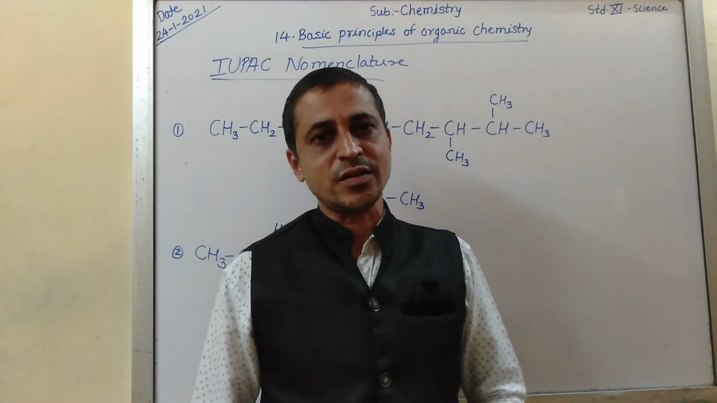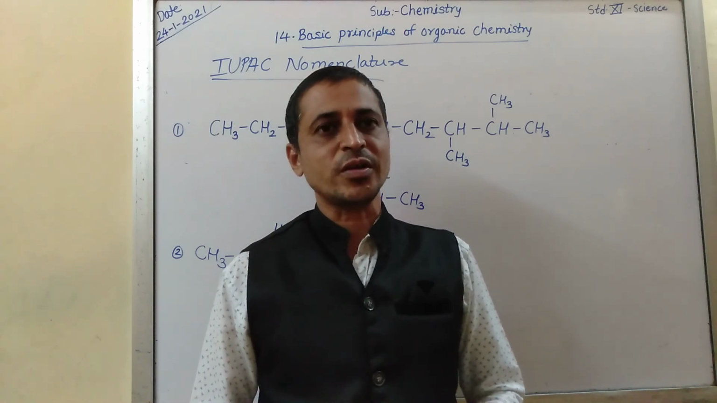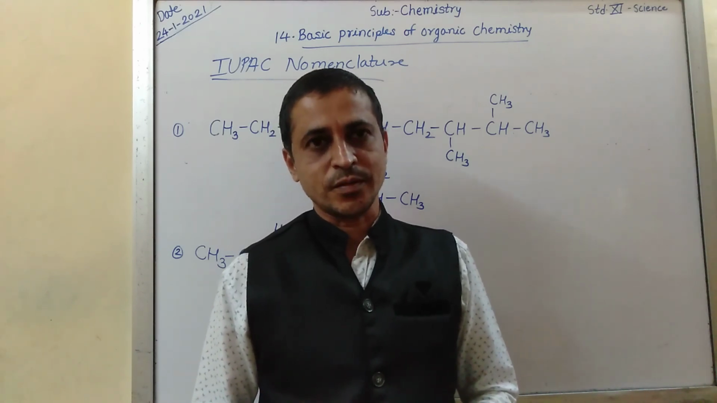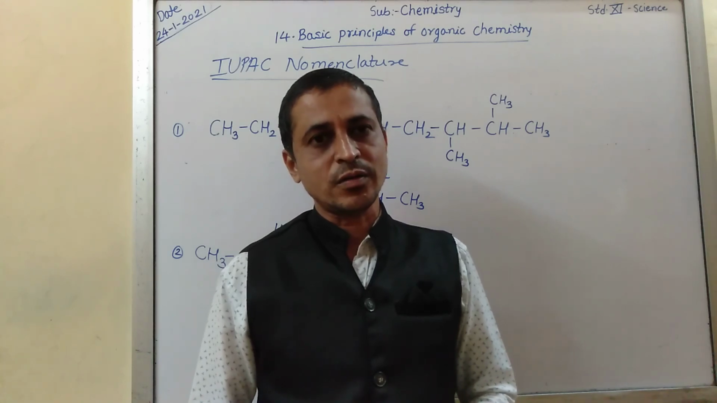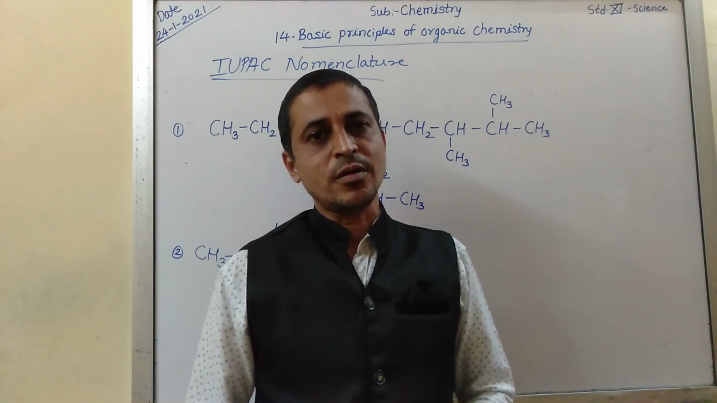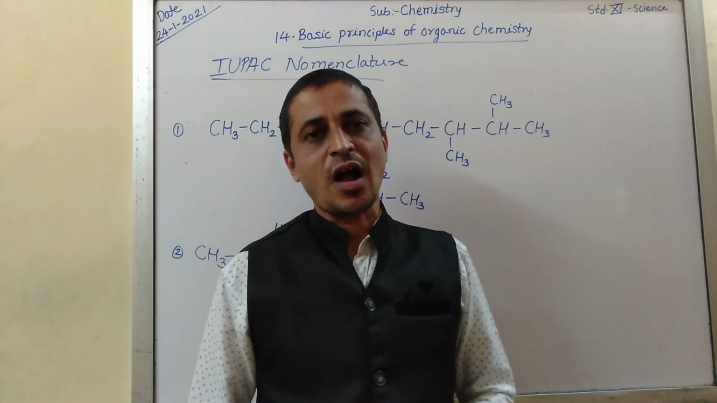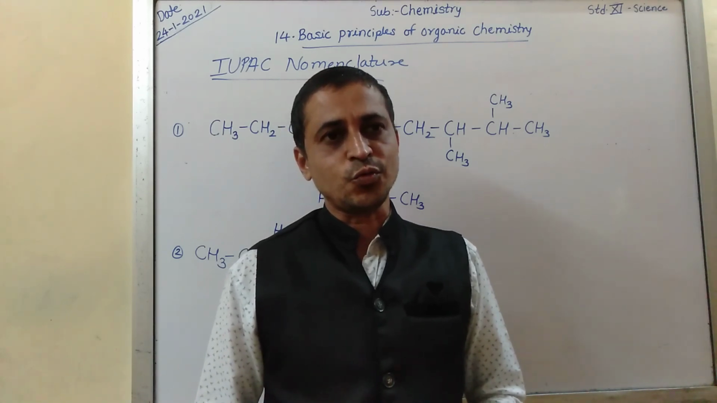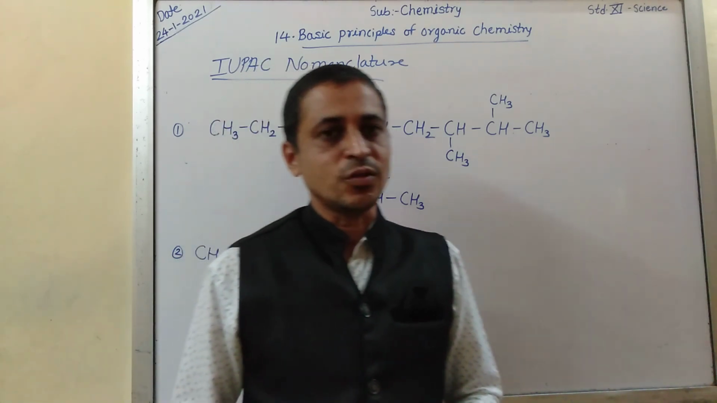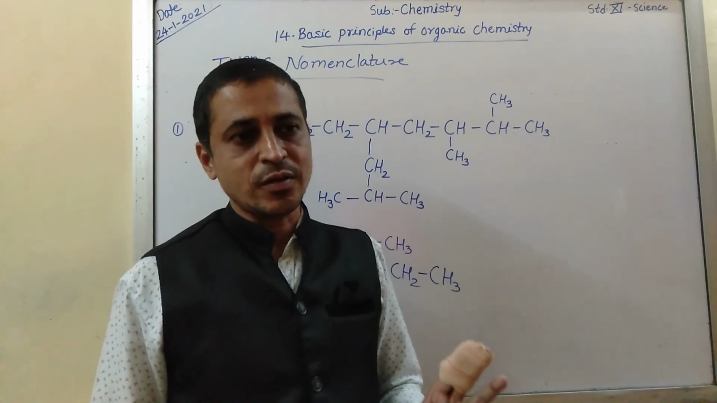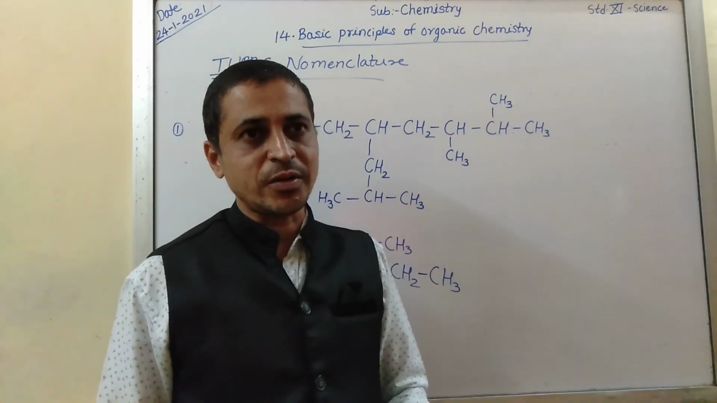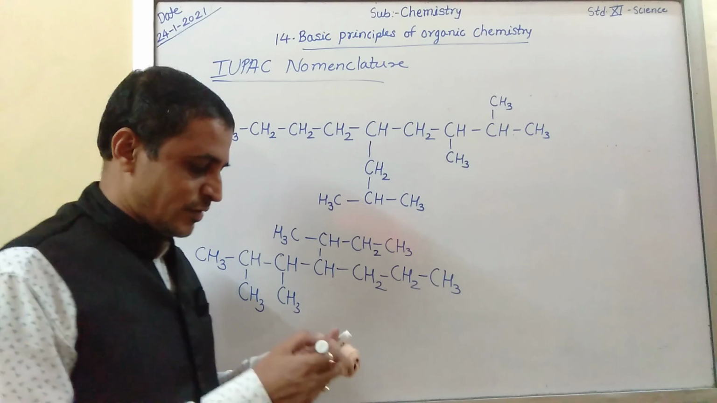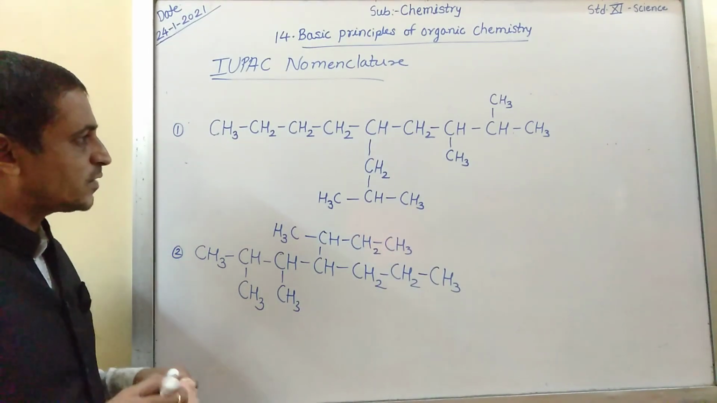In the previous lecture, we started IUPAC nomenclature of organic compounds. At that time we studied the nomenclature of branched saturated hydrocarbons. Now today we are going to study IUPAC nomenclature of branched saturated hydrocarbons having a complex substituent. How to identify a complex substituent?